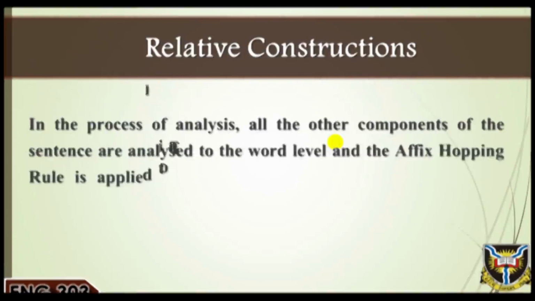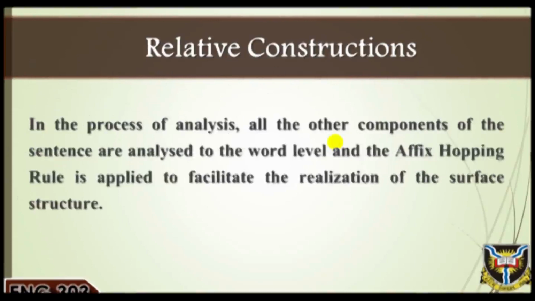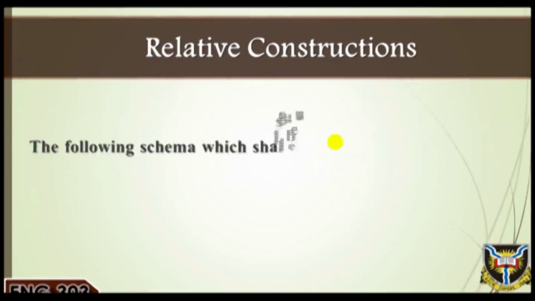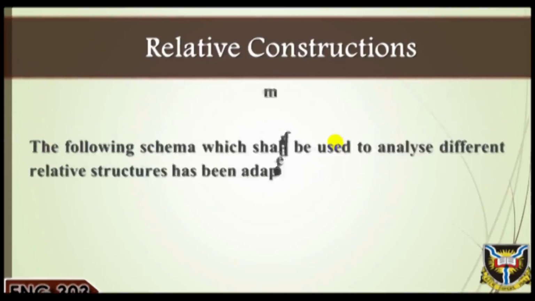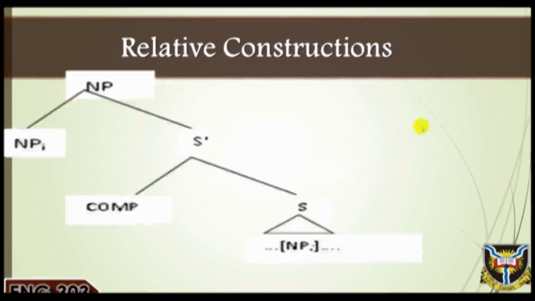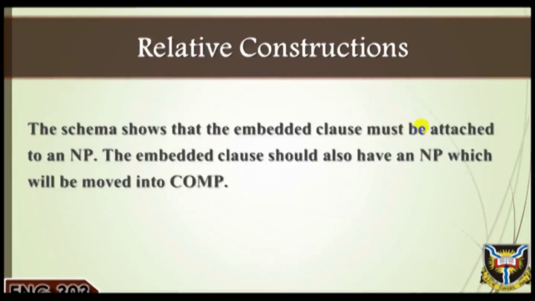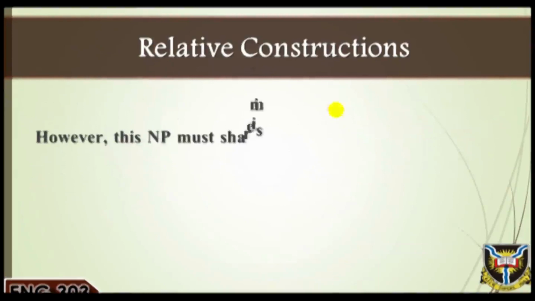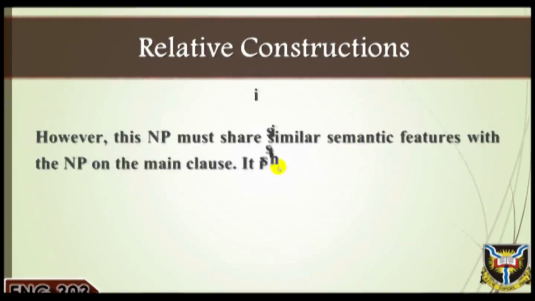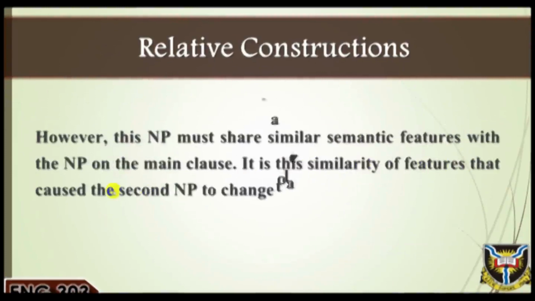The following schema, which shall be used to analyze different relative structures, has been adapted from Yusuf, 1990 to 92. The schema shows that the embedded clause must be attached to an NP. The embedded clause should also have an NP which will be moved into COMP. However, this NP must share similar semantic features with the NP in the main clause. It is this similarity of features that causes the second NP to change to a relative pronoun.